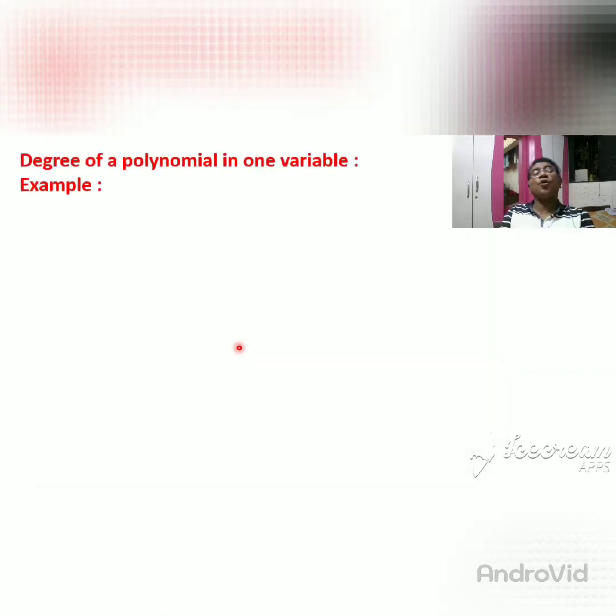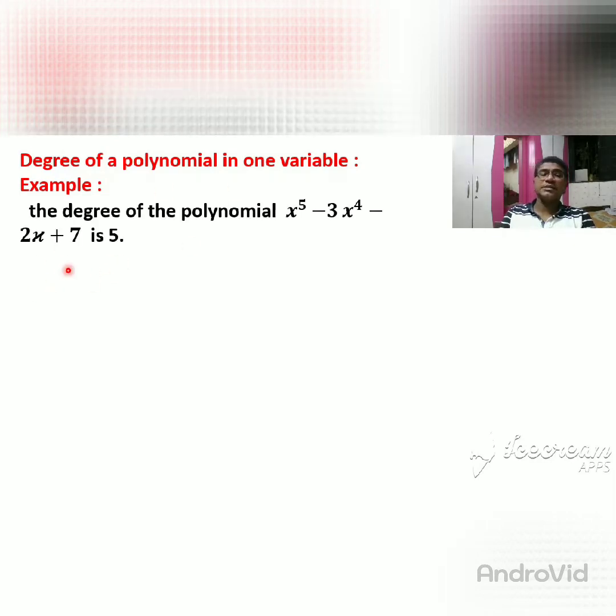Then the degree of a polynomial in one variable. What is called the degree? Degree means the greatest index. The greatest index is called the degree. Suppose you are given a polynomial, then in that polynomial you compare which index is greatest. The greatest index in the given polynomial is 8, so the degree is 8. See, this x index is 5, this x index is 4, this x index is 1, and the 7 has index 0.